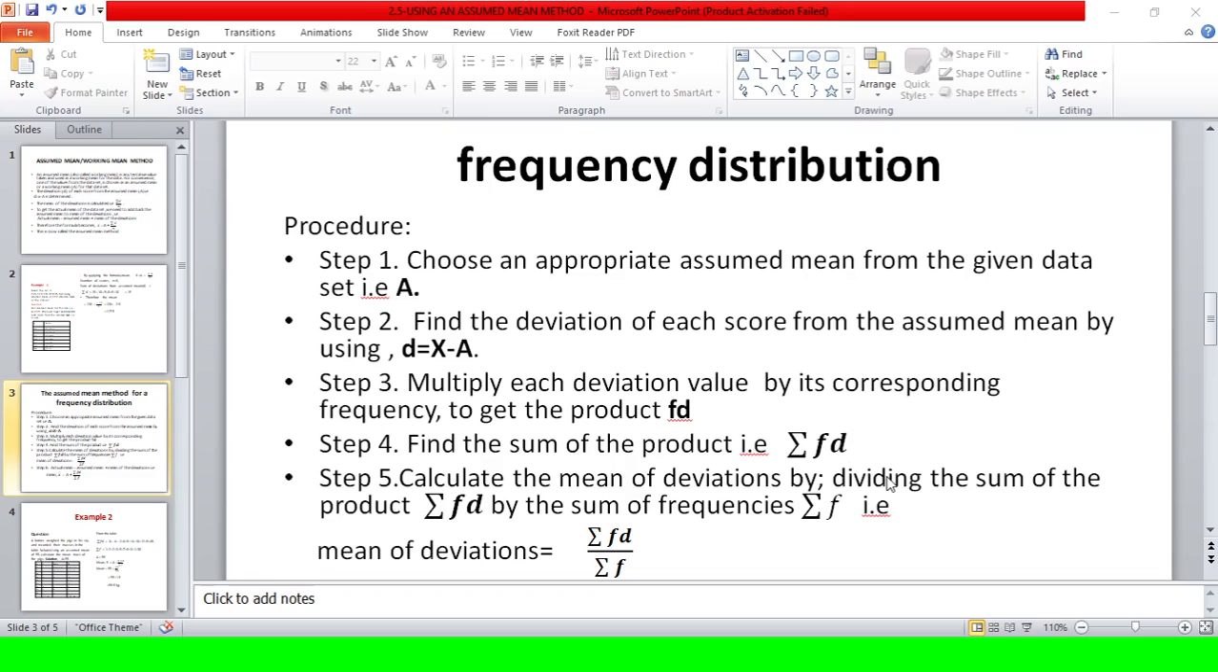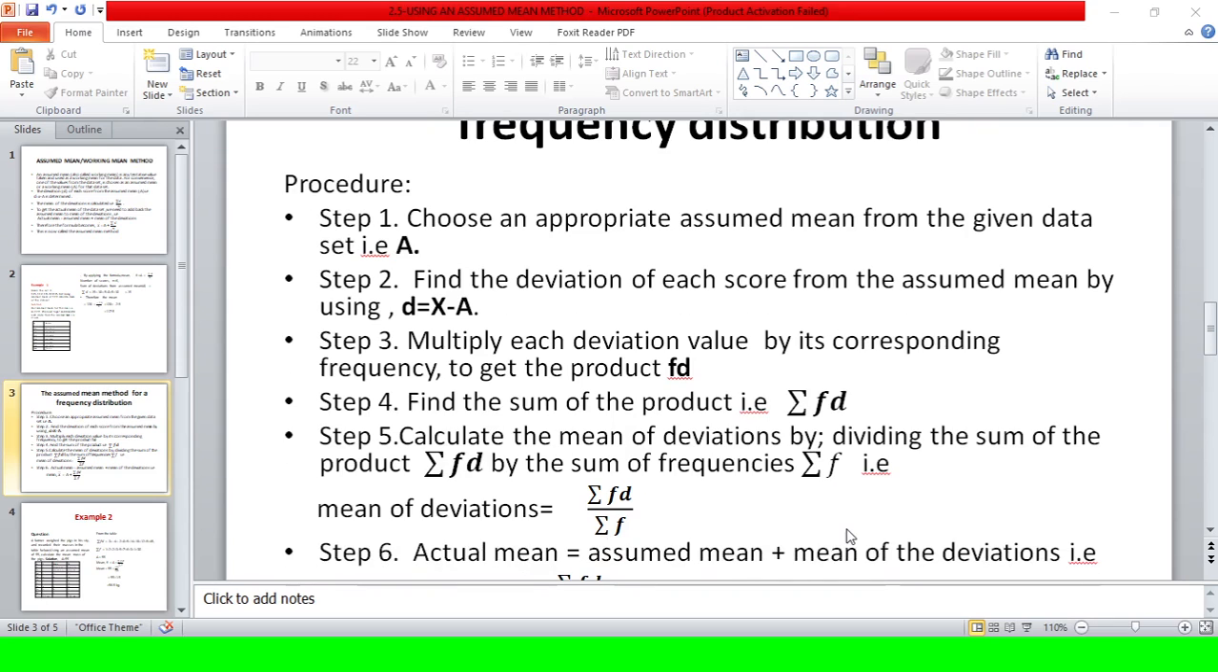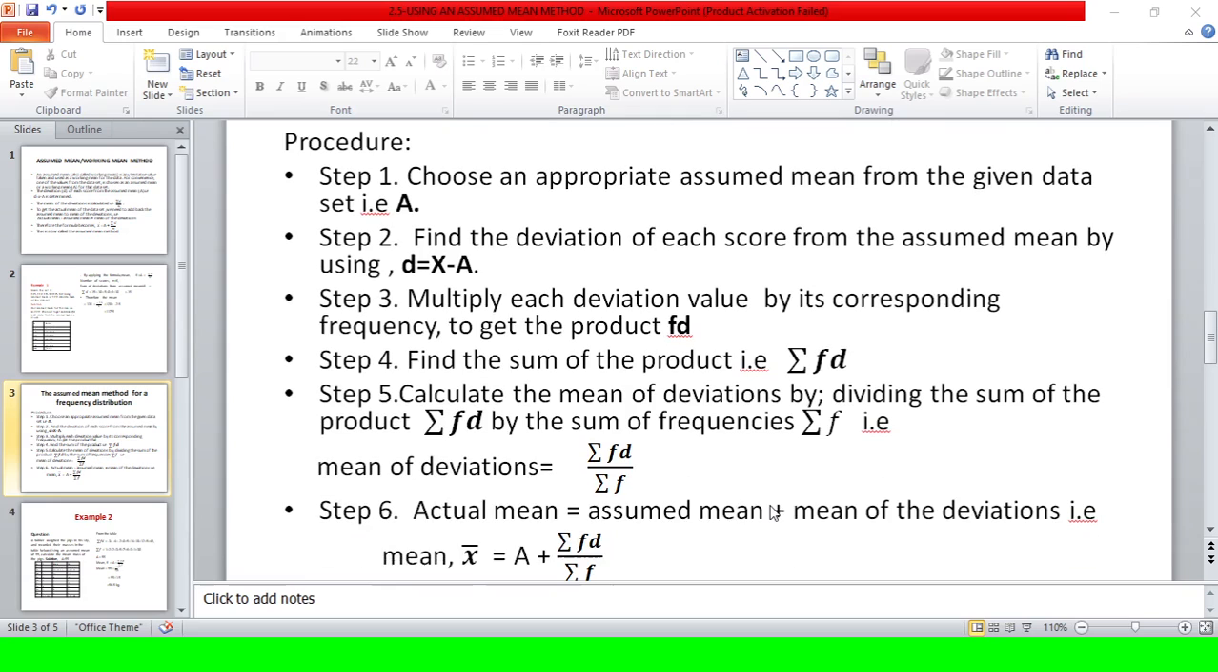Step 5, calculate the mean of deviations by dividing the sum of the products sigma fd by the sum of frequencies sigma f. That is, mean of deviations equals sigma fd over sigma f. So we need to get the mean of the deviations of the data set. Now we move to the last stage, step 6. Actual mean will be equal to the assumed mean plus the mean of the deviations. That is, x bar will be equal to A plus sigma fd over sigma f.